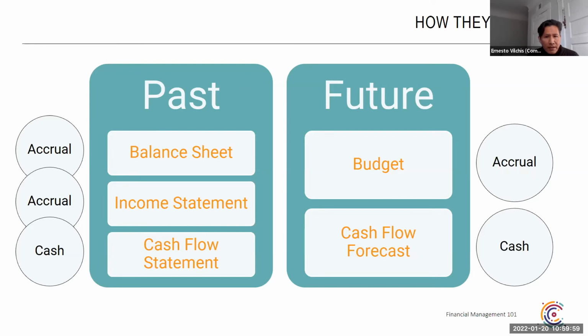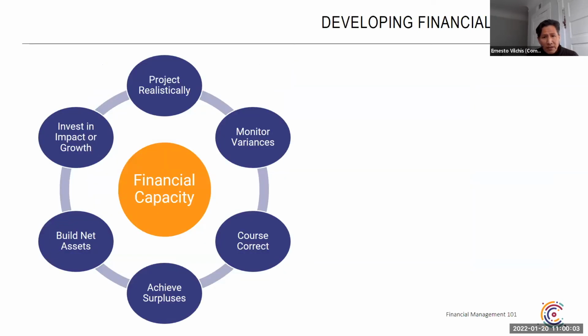So this is my last slide for my section. Financial capacity really is about projecting realistically into the future, and monitoring variances, monitoring how you're doing compared to where you projected. If you see something where you're falling short, or maybe you're doing really well, great, but you always course correct. Our goal is to achieve surpluses at the end of the year. As an organization, maybe you don't want to run surpluses, but if you want to have greater impact, maybe buy a facility, build more, or buy equipment to better serve your population, you need to achieve some surpluses, build net assets, and invest those into growth.